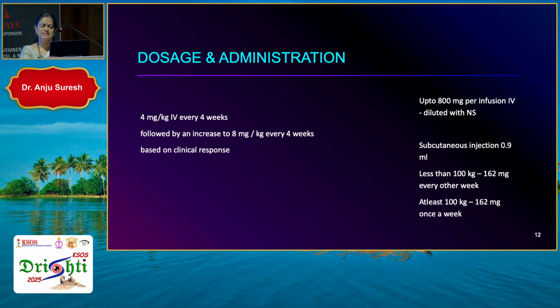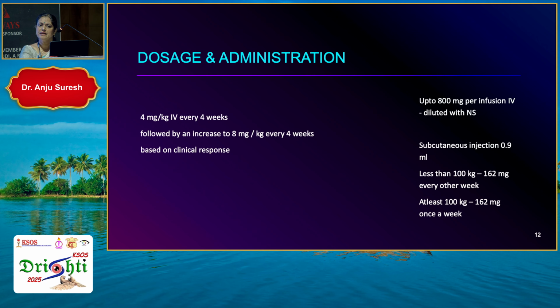Dosage: it is given at 4 mg per kilogram IV every 4 weeks. Then you can increase to 8 mg per kilogram for the next 4 weeks, depending on the clinical response. It is given as 800 mg per infusion IV, again diluted with normal saline. A subcutaneous form is also available.